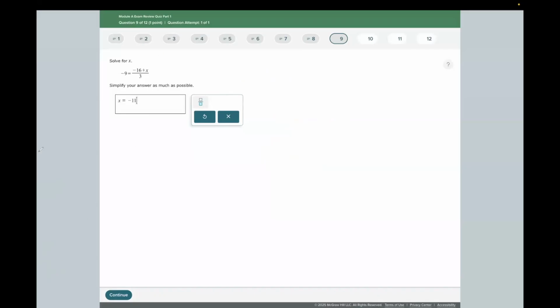So a lot of the questions on this exam, you're able to check your answers. So if we plug in x equals negative 11 here, we should be able to get negative 9 as our answer. So let's see, negative 16 plus negative 11, so minus 11 over 3. So this is equal to negative 27 over 3, which is negative 9. So that's exactly what we wanted. So we know our answer is correct. Okay, perfect. Let's continue.